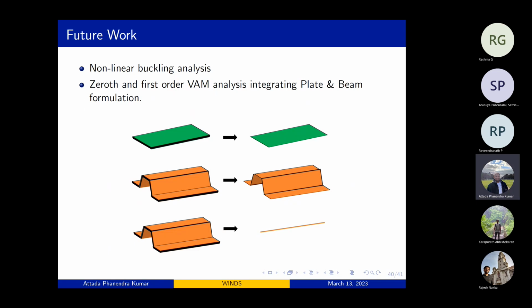So till now, I was talking about the plate, where we are replacing the 3D stringer with a 2D stringer. But in the further analysis, we wanted to replace the stringers with a single 1D beam so that we can further reduce this computational time.